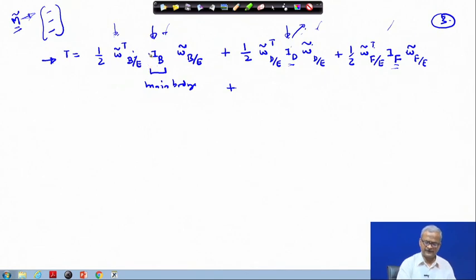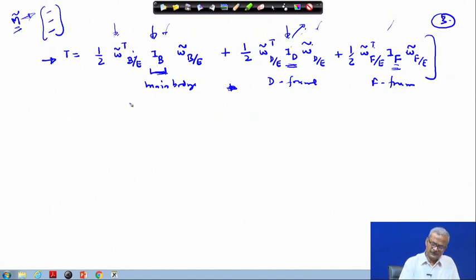Here I am not giving any tag for the body axis. If I am not giving any tag, this implies that it is in the respective body axis. Here also I will write this is for the D frame, then the F frame, plus whatever extra terms are remaining.